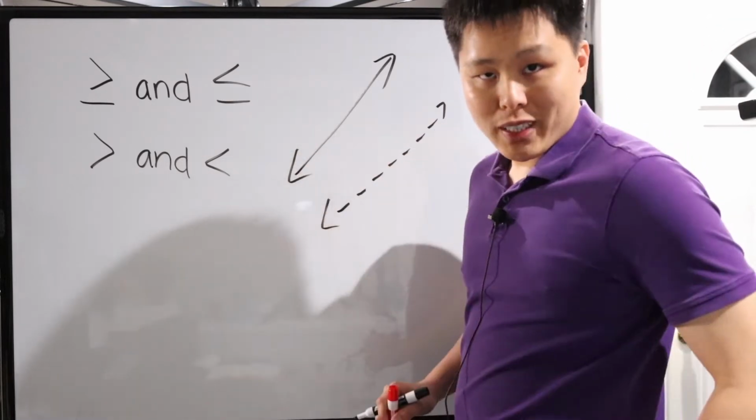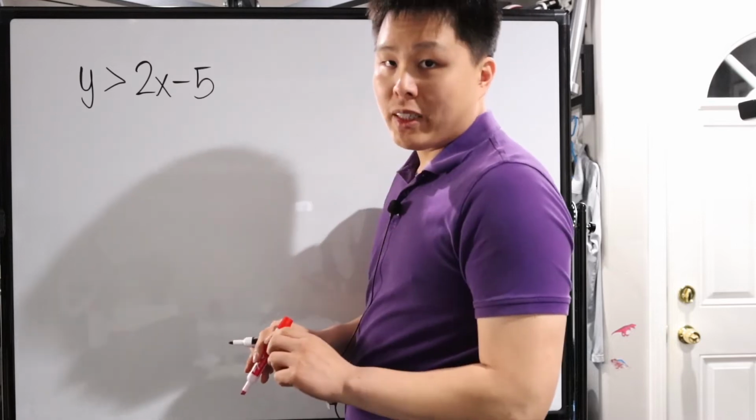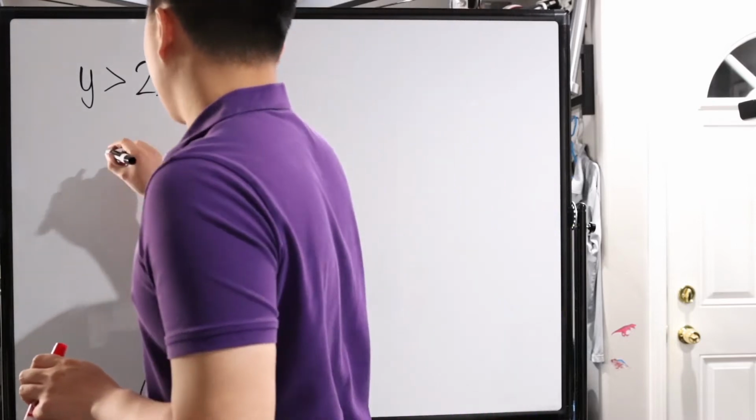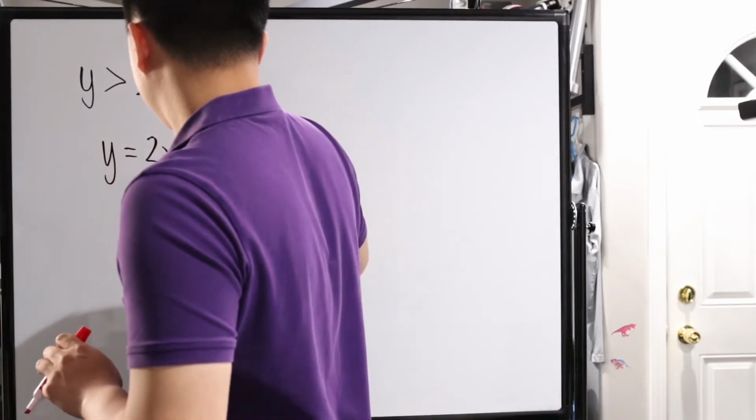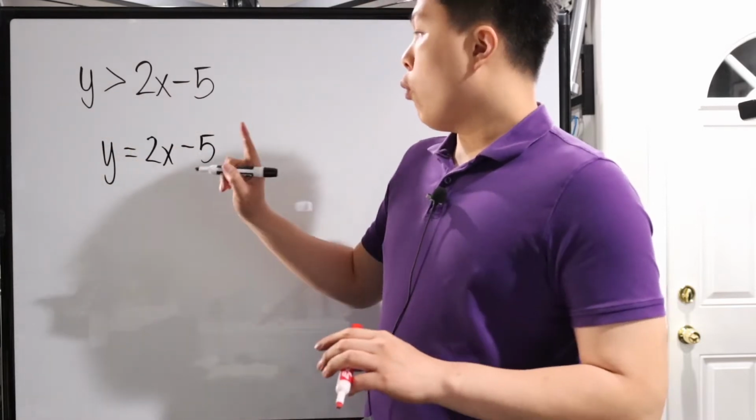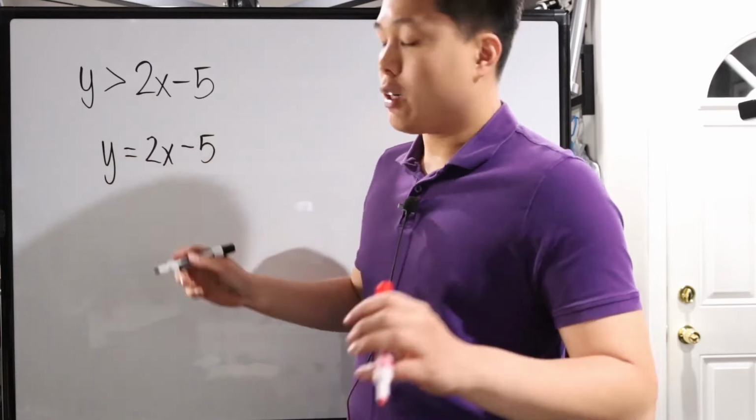Well, let's start graphing. All right, so for our first one, we have y is greater than 2x minus 5. Now, before we can graph this, let's just consider this line right here. y equals 2x minus 5. Same thing, except this one is greater than, this one is just equal. What we're going to do is graph this guy and convert it to this guy. That's how we graph it.